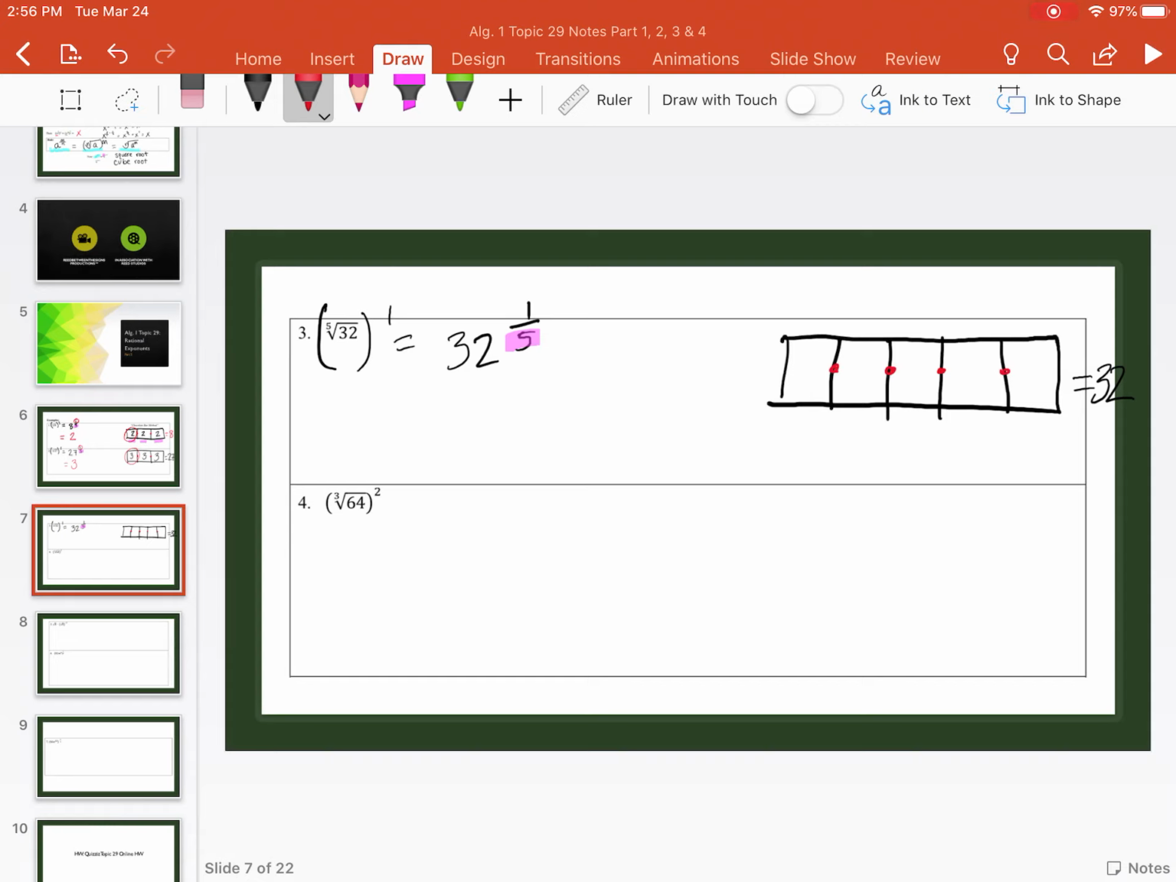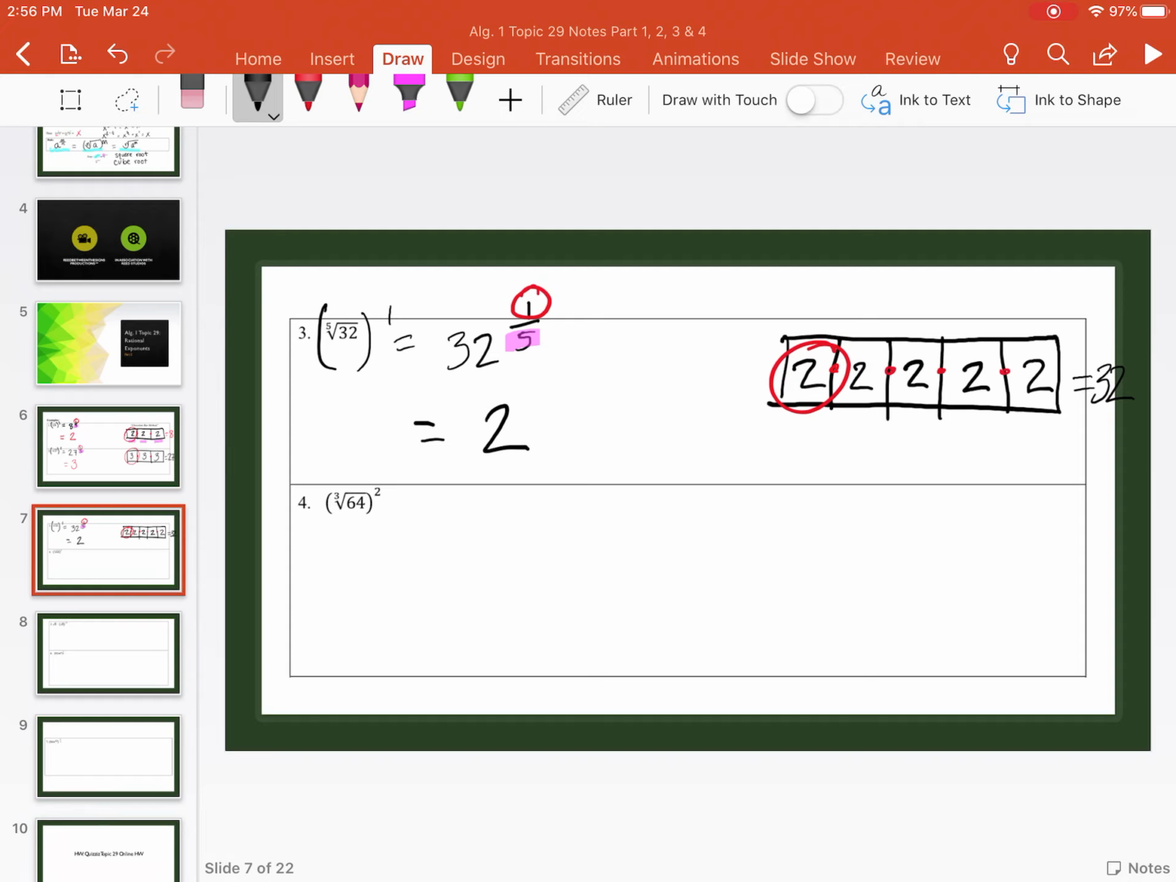Okay, well, I know that 2 times 2 is 4, times 2 again is 8, times 2 again is 16, times 2 again is 32. How many sections do I want? I just want one section. So my answer is going to be 2.